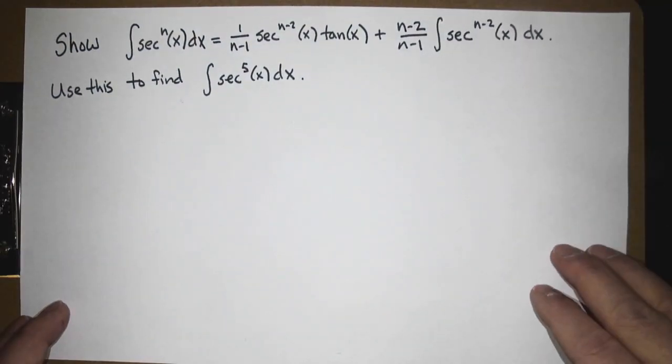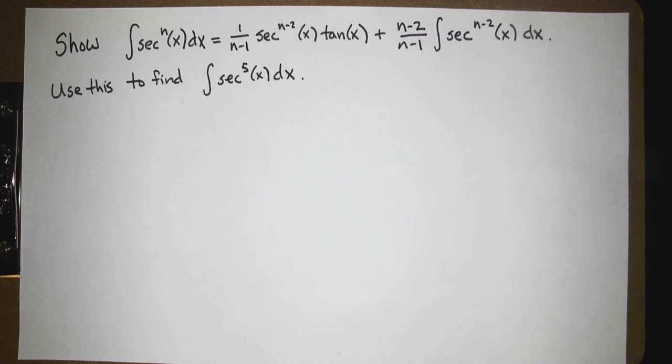There's a nice fun fact. The integral of secant to the n of x is 1 over n minus 1 times secant to the n minus 2 of x tangent of x, plus n minus 2 over n minus 1 times the integral of secant to the n minus 2 of x dx.